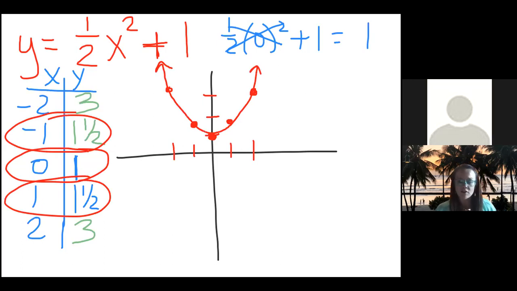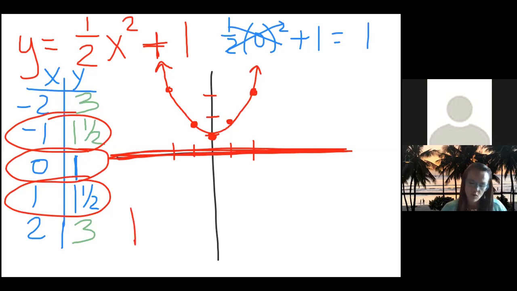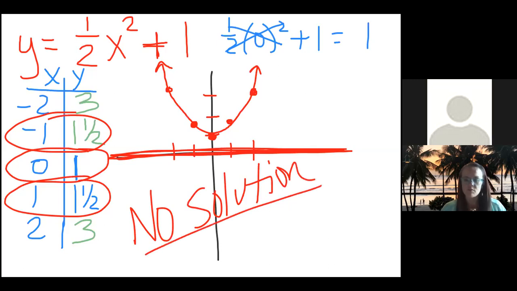So the final question is, what are the solutions to this parabola? Remember, the solutions mean where does it cross this x-axis? If you notice, it doesn't cross the x-axis at all. So what did that mean? No solution. So this parabola does not have a solution.